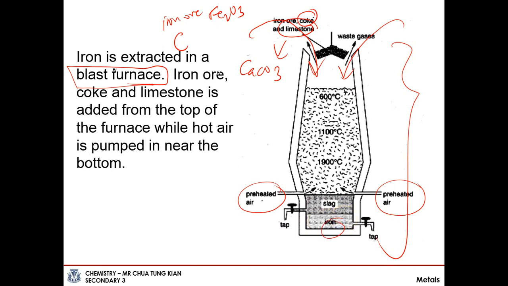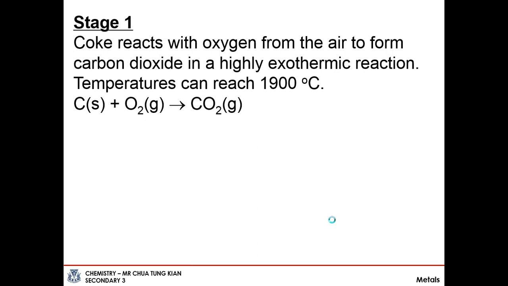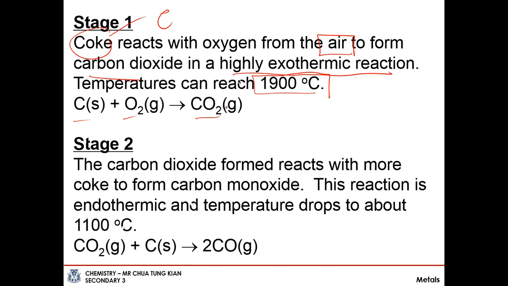So let's go into the individual equations which allow us to produce the iron in the blast furnace. So step 1, coke or carbon reacts with oxygen from the preheated air that is pumped in at the bottom to form carbon dioxide. This reaction is extremely exothermic, and because it is exothermic, it releases a lot of heat, and the temperatures here can reach about 1900 degrees. So carbon plus oxygen gives me carbon dioxide. And because there is so much coke present in the blast furnace, the carbon dioxide that is formed can react with more coke to give carbon monoxide.